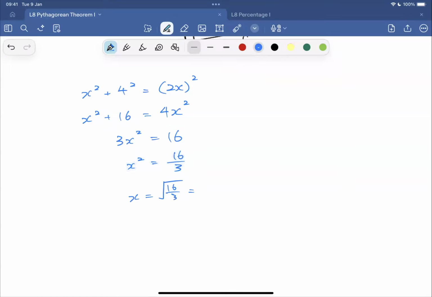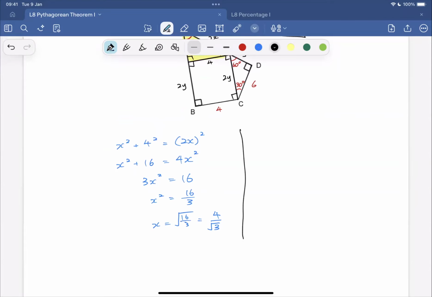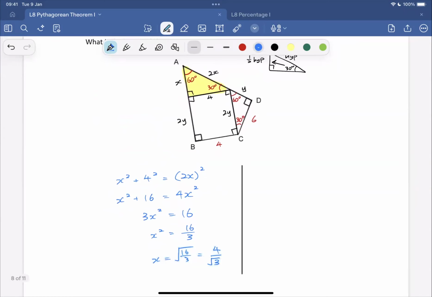16 can be square rooted. The square root of 16 is 4. Unfortunately, the number 3 cannot be square rooted. Leave it alone. If you cannot square root it, leave it alone. Now, so far, does anyone have any questions before I continue?